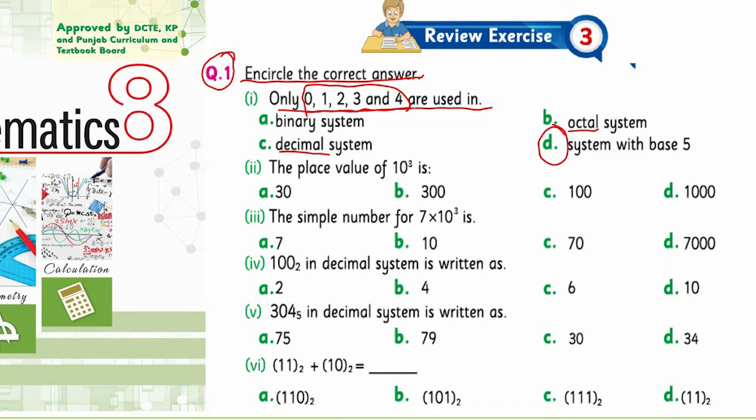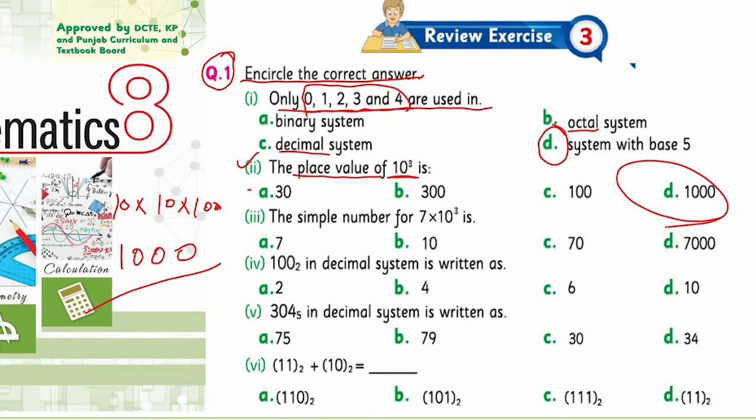So look here, what is the place value of 10 raised to the power 3? Look and write the correct option. There are 3 tens, meaning 10 multiplied by 10 multiplied by 10. You have 1, 0, 0, 0. Is it there? Yes. Encircle this. Similarly, complete the other parts of this question in your textbook.